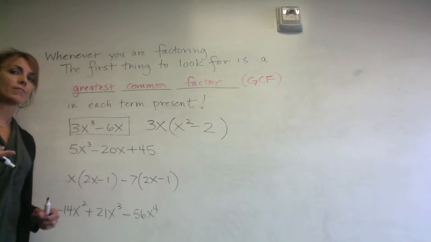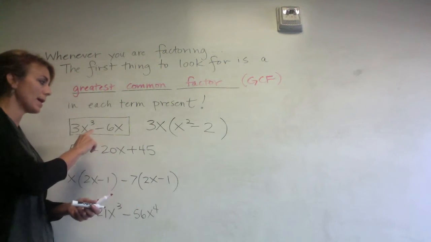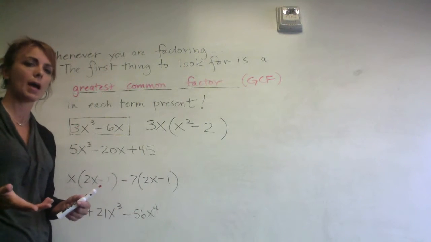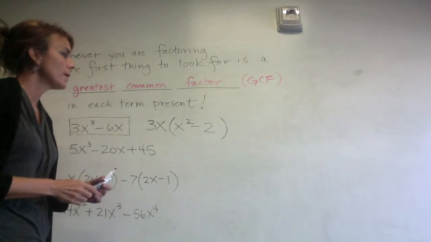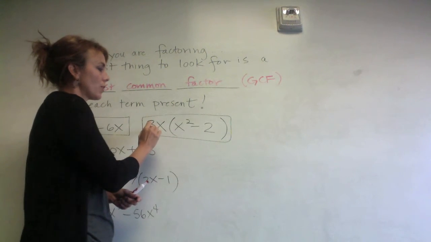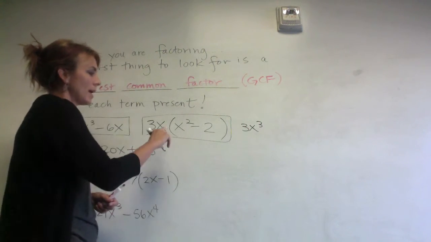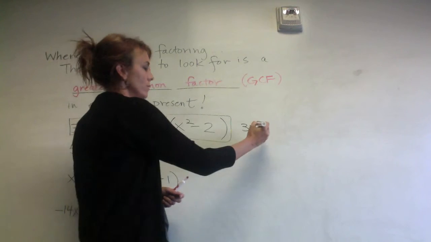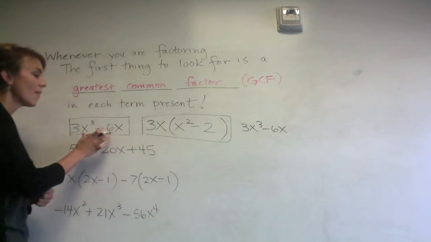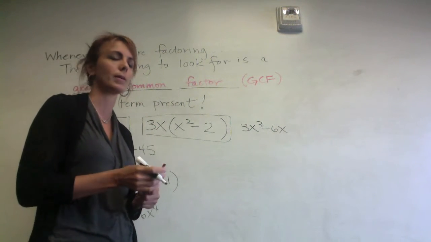Now, I know that I've done this correctly if when I distribute that 3x back through, I end up where I started. So let's just try that. And you don't have to actually write this part out, but if you want to, that's fine. This is actually the answer, but let's go ahead and check it by distributing. 3x times x squared, I think that is 3x cubed. And then 3x times negative 2, that is negative 6x. And let's compare. 3x cubed minus 6x, that is what I started with. So I know that I've done this correctly.